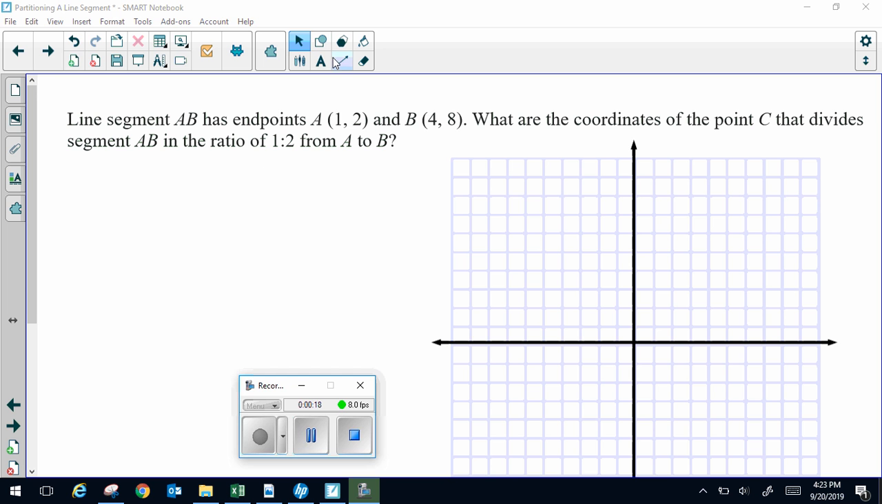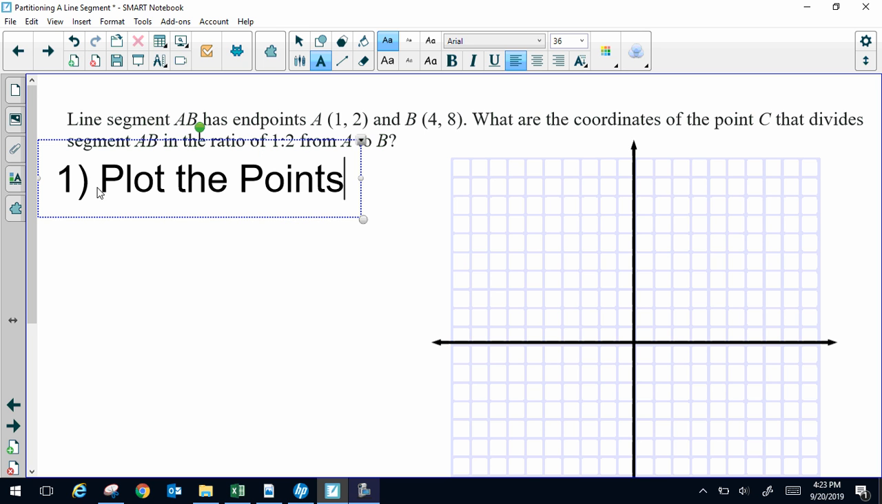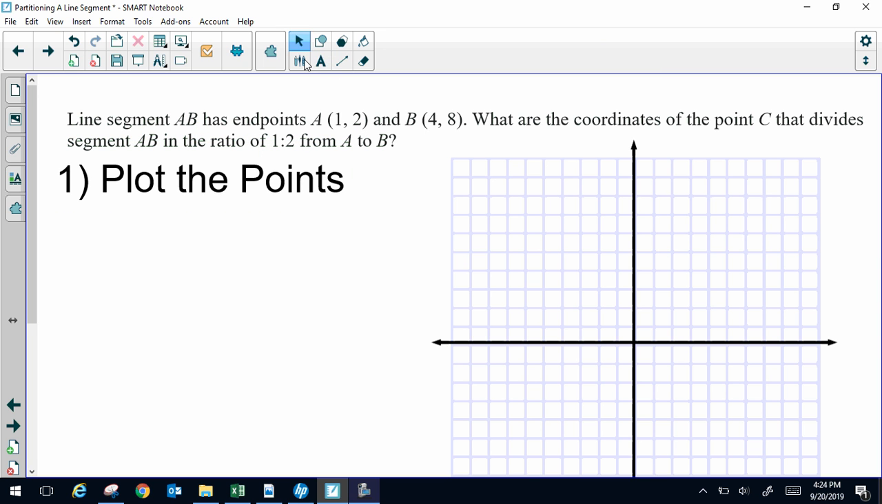So let's do this. Step 1 is going to be to plot the points. All right, so let's plot the points on my graph. And I told you again in class that you can use Desmos to help you count, but you also should get used to doing them by hand. So let's go ahead and plot this.